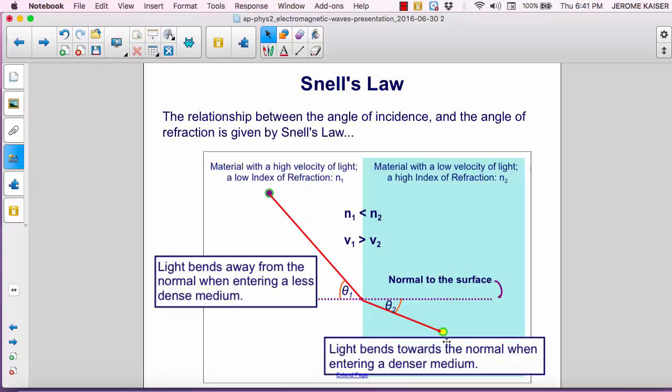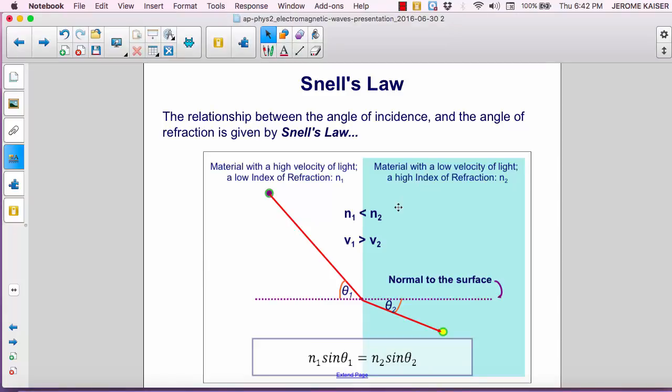Now, you can also reverse this. One can shine a light in the higher index of refraction material, and when it passes the interface, the light will bend away from the normal. That's because its speed has increased. So it would be very much like a person on a boat finding the fastest path from the boat to their friend here on the beach.